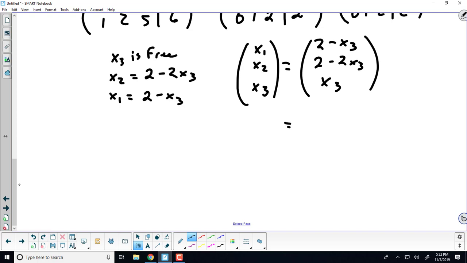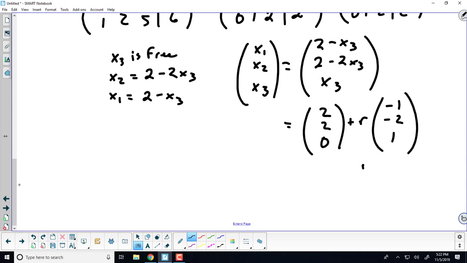Okay. So another way to see that is we could just go ahead and write it this way. We have 2, 2, 0 plus r times negative 1, negative 2, 1. And so we can think of this as the homogeneous solutions here, and this is the particular solution.